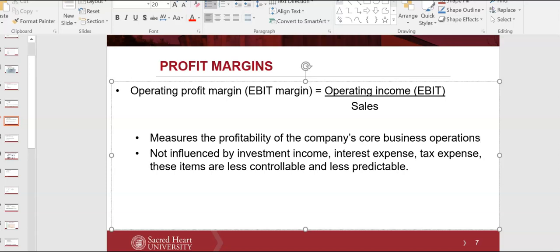What is not included in operating income? Investment income, interest expense, income tax expense. And so why might we want to pull out these items that I've highlighted here and just focus on operating income? Because these items are less controllable, they're less predictable, and they're less likely to help us predict future income.